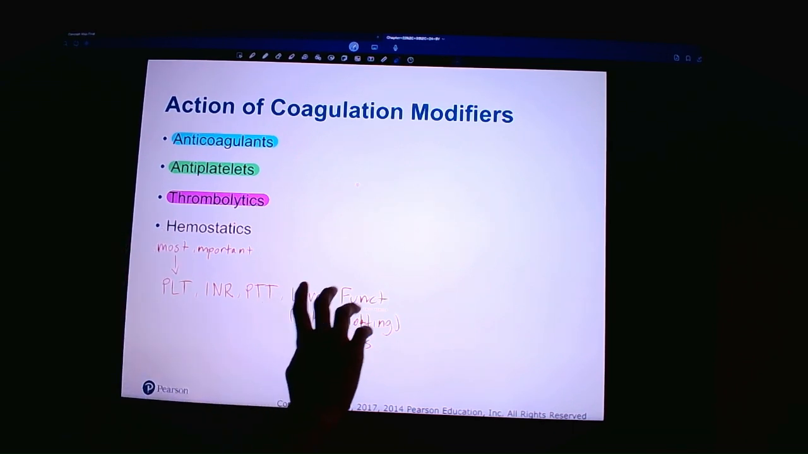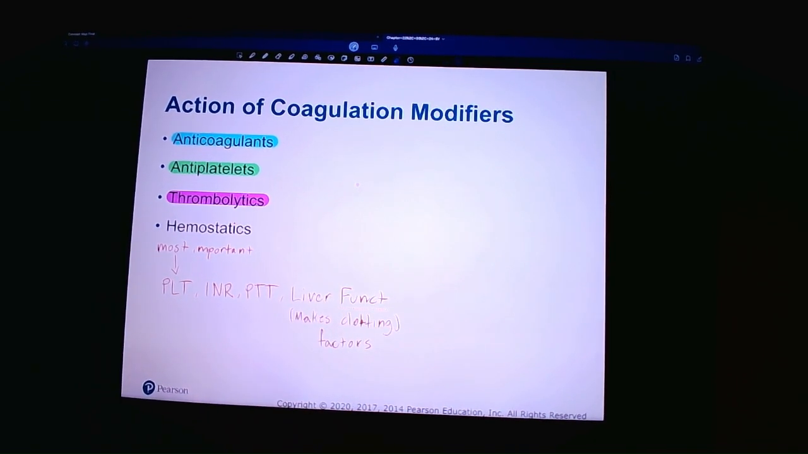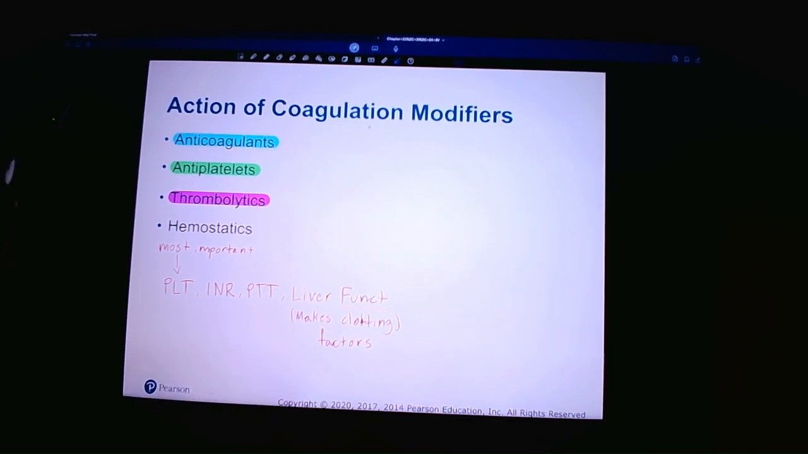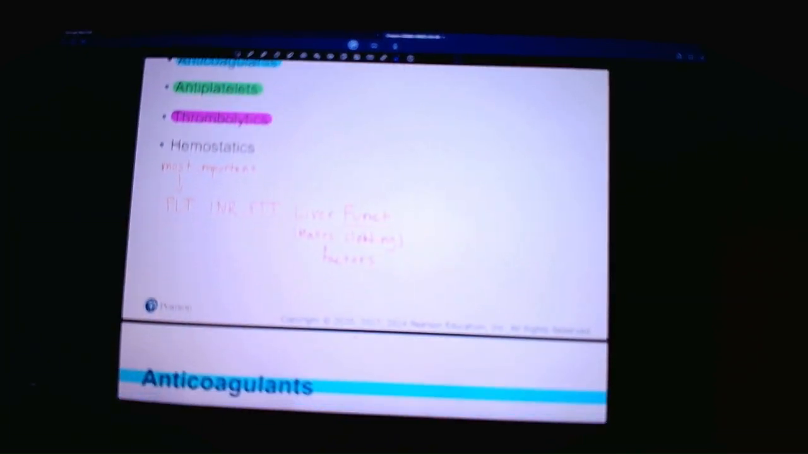And then the most important thing, right? A lot of these will have to do with liver function, because our liver has a lot to do with clotting. It works with vitamin K to create clotting factors. So that's where that's going to come in. But also, you're going to be seeing this a lot. It's going to be pretty recurrent: PLT, INR, and PTT. We'll get into those as we go through, right?